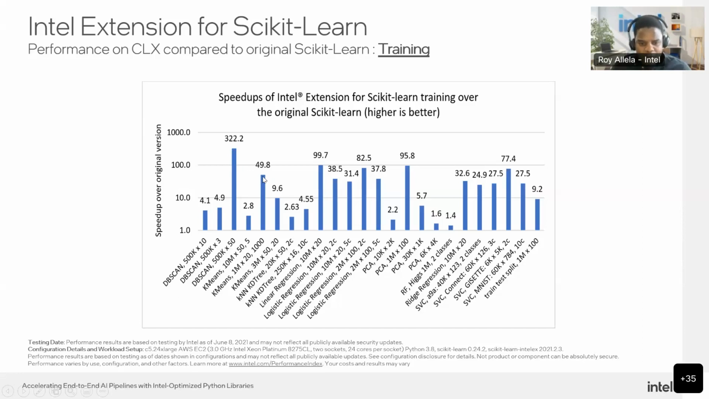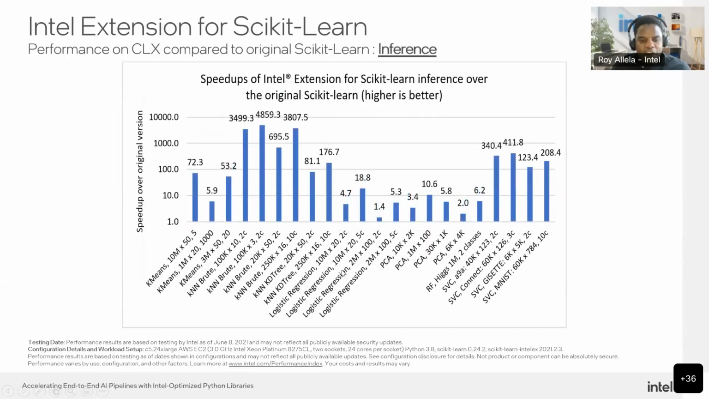We see the same for k-means. We have about a 50x speedup here, and linear regression as well, about a 99x speedup. And it's the same story across the board, where we've optimized the training for most of the widely used algorithms in scikit-learn, so that you're able to get better performance here and accelerate your training workload. It's the same case for the support vector classifier, the Higgs dataset, and all the work that we've done to optimize the training algorithms.